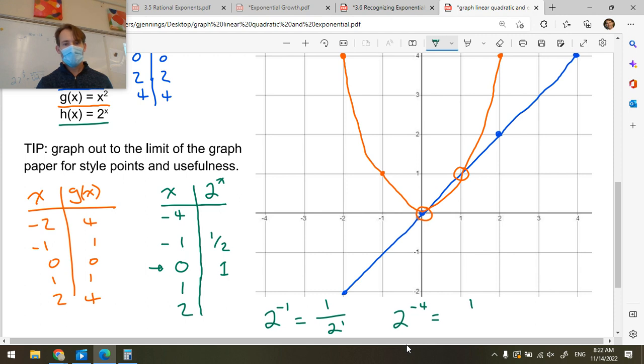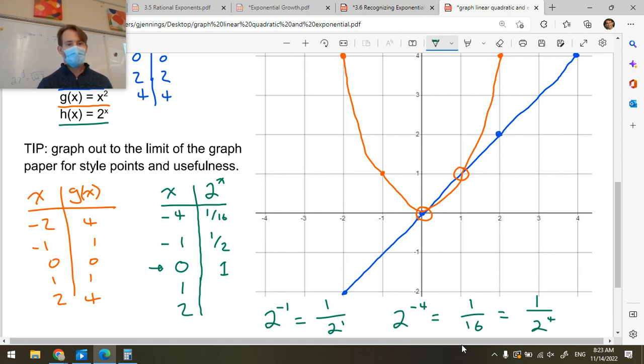1/16 is correct. So again, the common student error will be to say, well, it's 2 to the 4 but negative, like it's -16. No. The negative exponent does not change the positivity or negativity of your base. It just pushes it to the bottom of the fraction. And so that's the same thing as saying 1 over 2 to the 4. 2 multiplied by itself 4 times is 16. So that gives us 1 over 16.